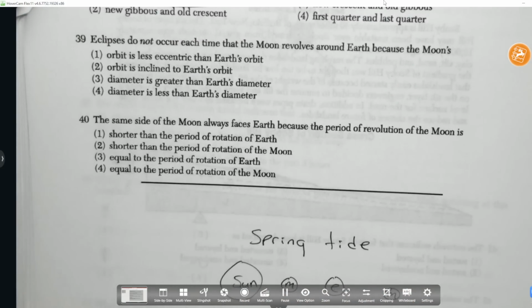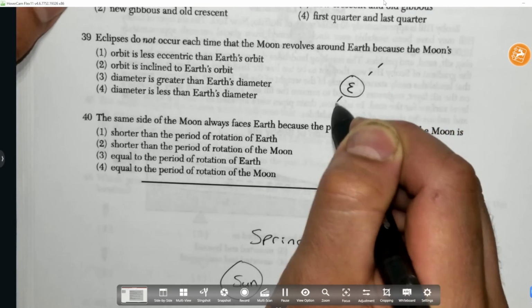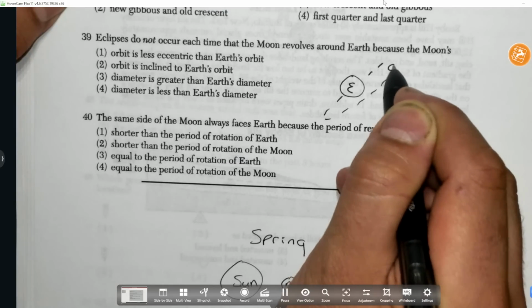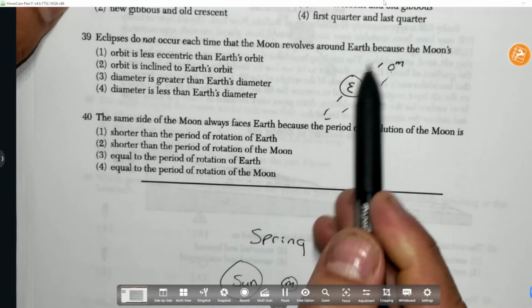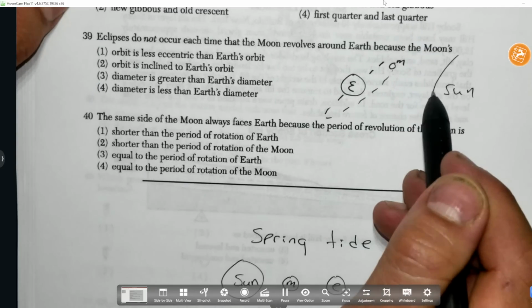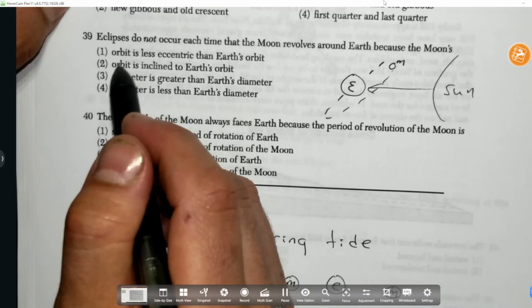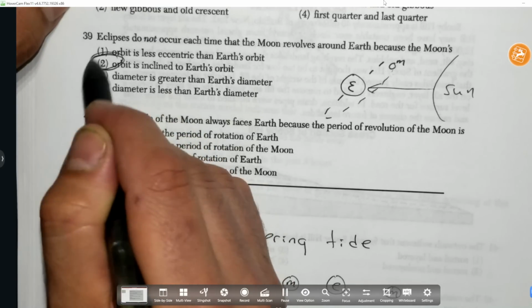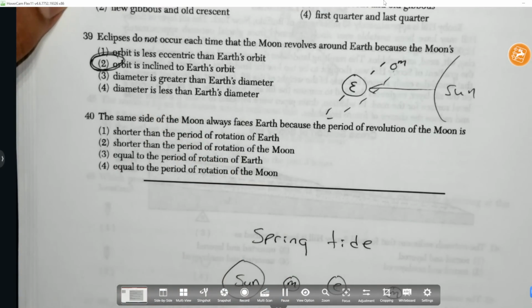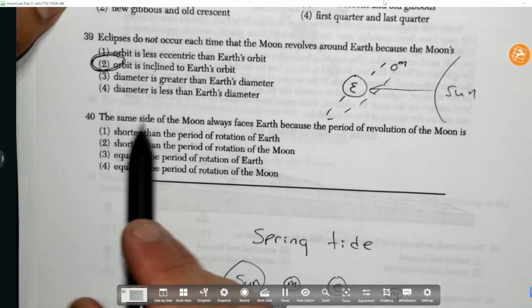39. Eclipses do not occur each time that a moon goes around the earth because the moon's what? There's the earth. There's the moon. Since the moon is going around the earth at an angle, here's the sun, a lot of the time the sunlight just makes it to the earth and it's not blocked at all. It's all because the moon's orbit is tilted. The word inclined in this case means tilted.